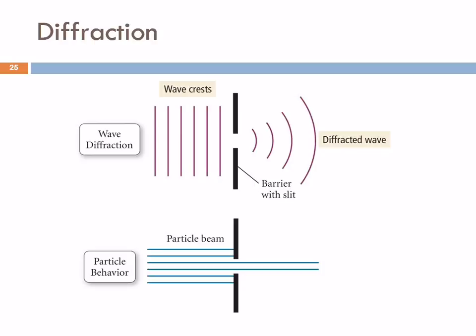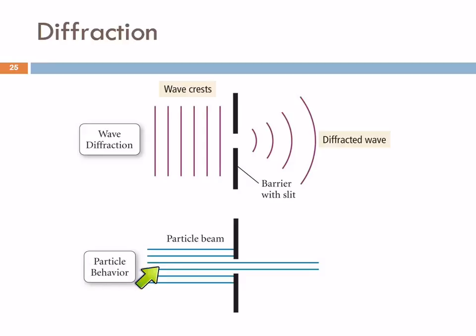So here's an illustration of what this is talking about. Here's the wave, and what we're seeing represented by these lines are the crests of the waves. So here's a crest, and there's a crest, and there's a crest. As this wave travels to the opening in the barrier and goes through, it's going to curve and become diffracted. That's diffraction. Particles don't do that.